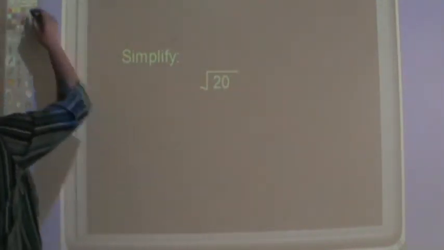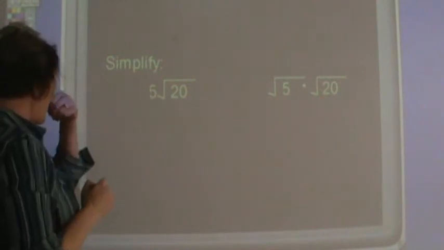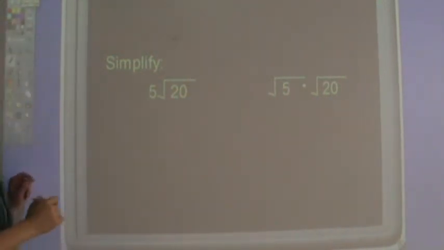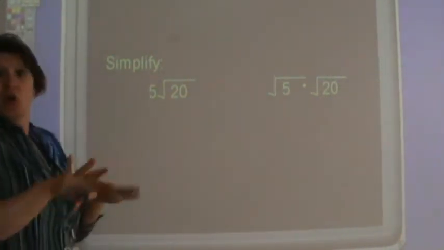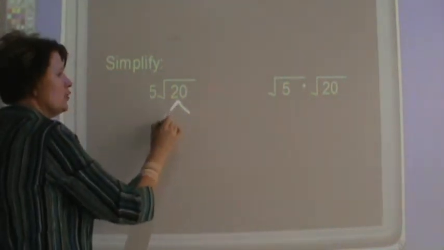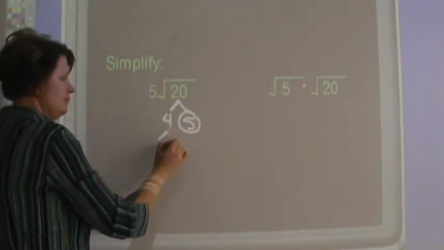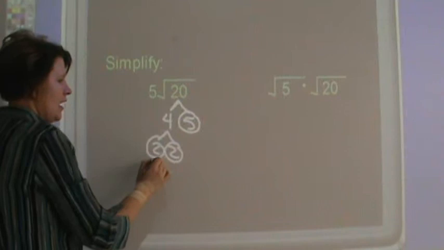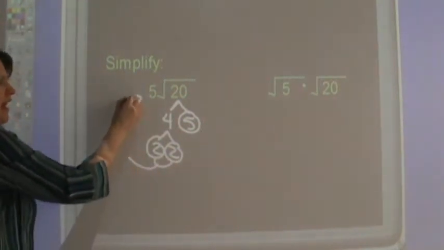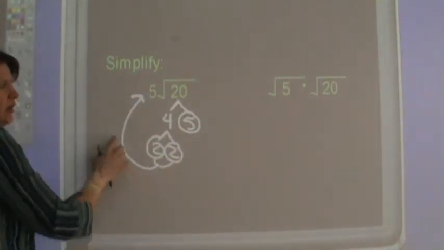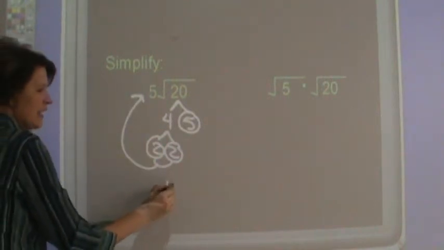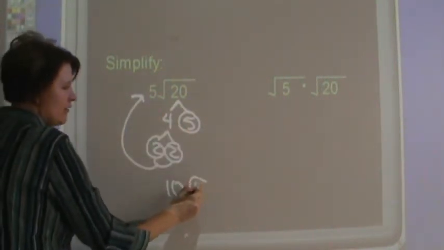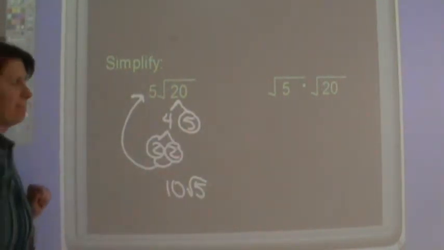All right, oh, we already did 20. Okay, this one's a little different in that there's a number out front. Okay, just ignore it for now. Break down your 20. All right, I get 2. Well, there's already a 5 out there, so I'm going to take 2 times the number that's out there, which is now 10, and then I still have my 5 left underneath.